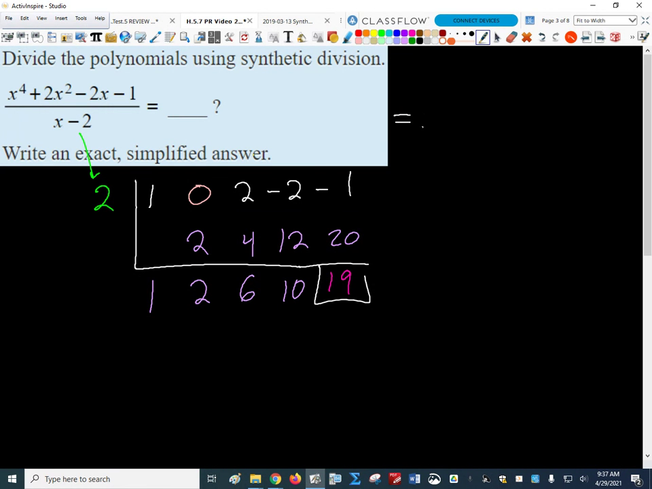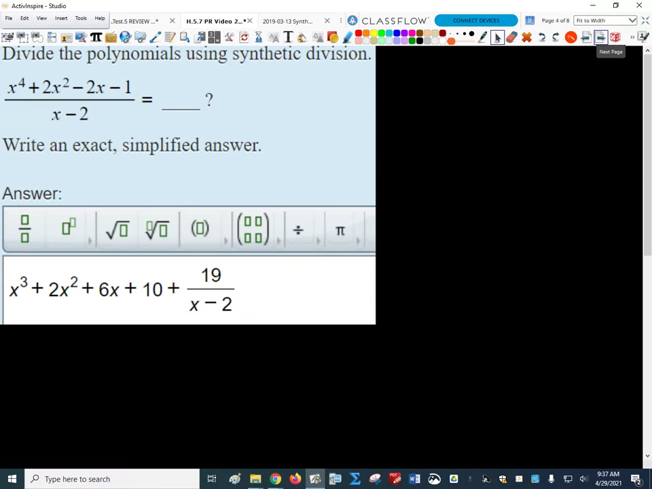So we got x cubed plus 2x squared plus 6x plus 10 plus my remainder of 19 over my denominator, which was x minus 2. Because remember, the remainder is what remains over the denominator. Okay? Good? I want to look at one more example. So there's our answer.